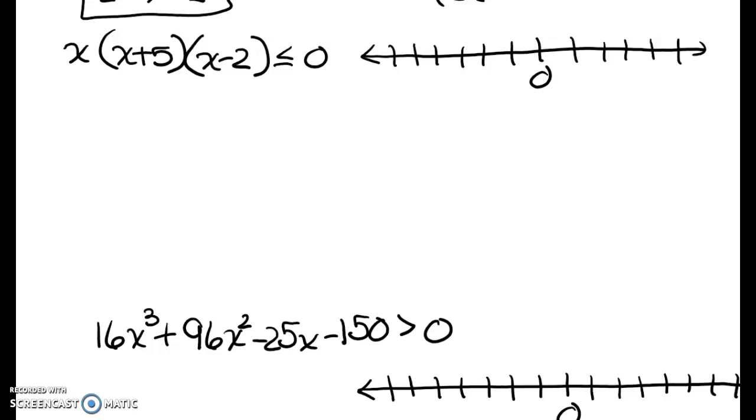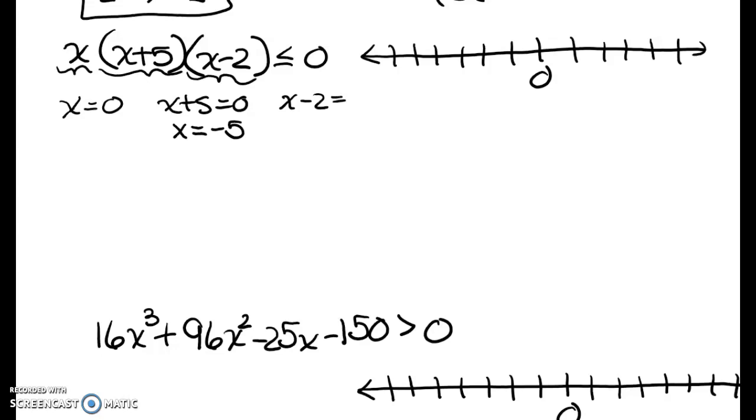Okay, so this video is a continuation of the last one, and it goes over similar problems to the last 4 problems on your worksheet. So here we have 3 factors. We need to set each one of them equal to 0 to solve. So I get x equals 0, x plus 5 equals 0, so x equals -5. And then x minus 2 equals 0, so x equals 2.